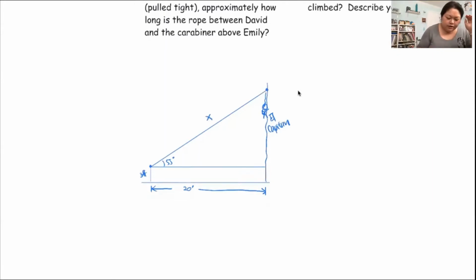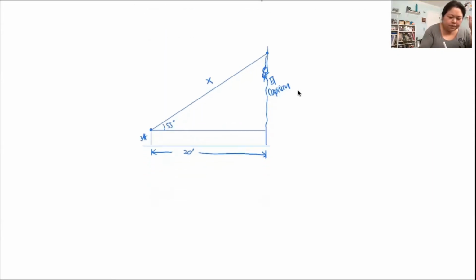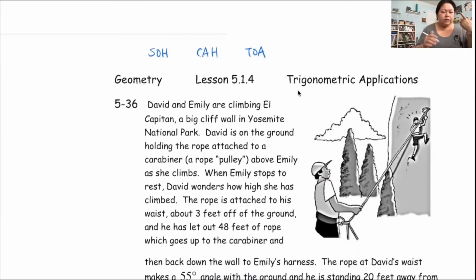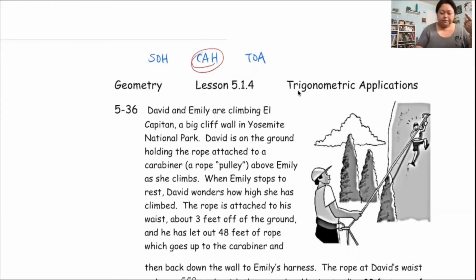Based on this picture, what do I know? I know that the wall and the floor make roughly a 90-degree angle, and since that's a 90-degree angle, this must be my hypotenuse. And this 20 feet here is touching my angle, so that's my adjacent. Oops, I am writing wrong words. Adjacent and hypotenuse. Go back up to look at my SOHCAHTOA: adjacent, hypotenuse, A and H. So I'm using cosine here.